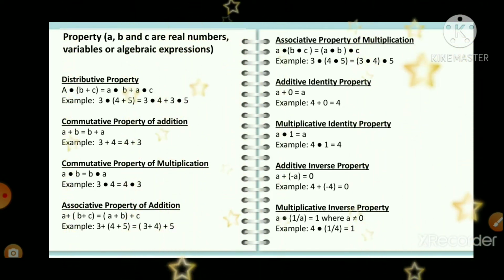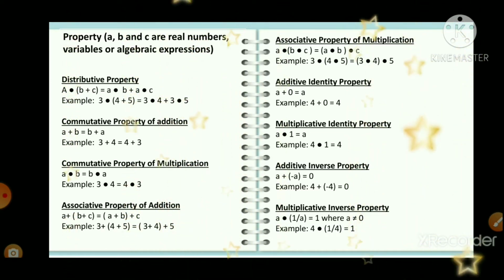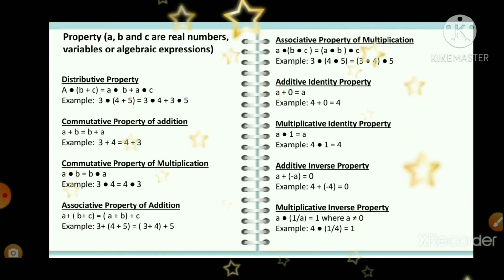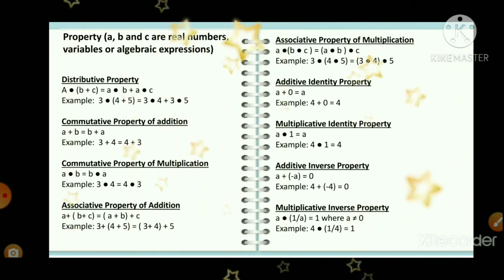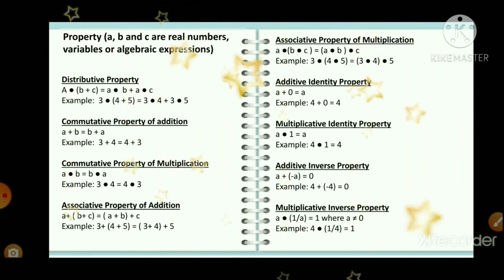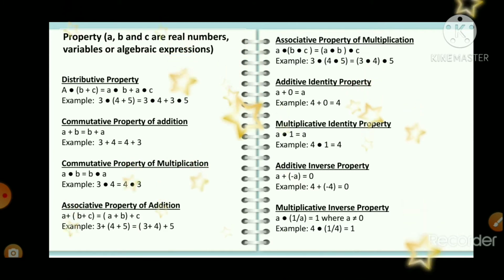Next we have the associative property of multiplication. A times the quantity of B times C is equal to the quantity of A times B, times C. Example, 3 times the quantity of 4 times 5 is equal to the quantity of 3 times 4, times 5. Same idea, elements regroup but do not physically move. They simply group with a new friend.